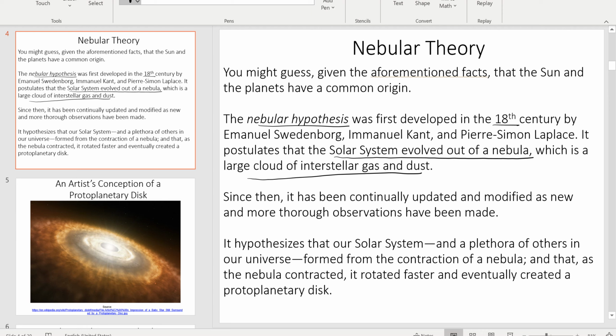And that's what I'm saying down here in this last blurb. As the solar system began to form from this nebula which contracted under its own gravity, it formed what we call a protoplanetary disk. We have pictures of protoplanetary disks, actually.